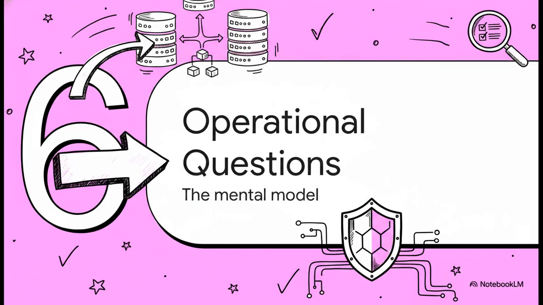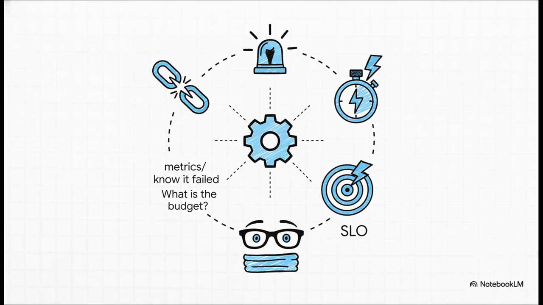Which brings us to our final section, the 5 operational questions. Before you go and ship this beautiful, highly optimized edge-first architecture to millions of users, you really need to drill this operational mental model into your head. For every single component you build, you have to be able to answer these 5 questions. How will this fail? How will we know it failed? How do we roll it back? What is the service level objective? And what is our true latency budget? If you can't answer all 5 of those right now, you are literally flying blind in production.